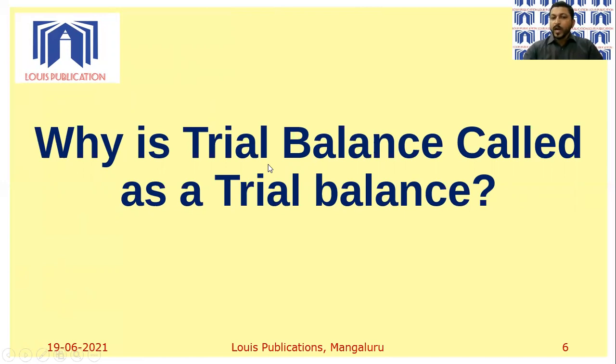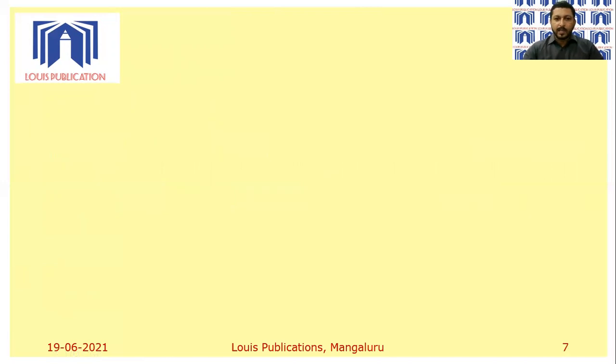So understand, why is trial balance called trial balance? Because balances of various ledger accounts will be put to a trial, just like the legal connection. The balances of various ledger accounts will be put to a trial, or tested for their accuracy. And the statement where the balances of ledger accounts are put together and tested for their accuracy is called trial balance. That's why the name of the statement is trial balance.